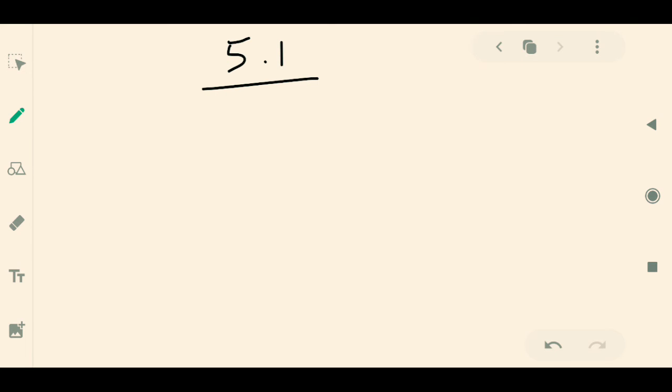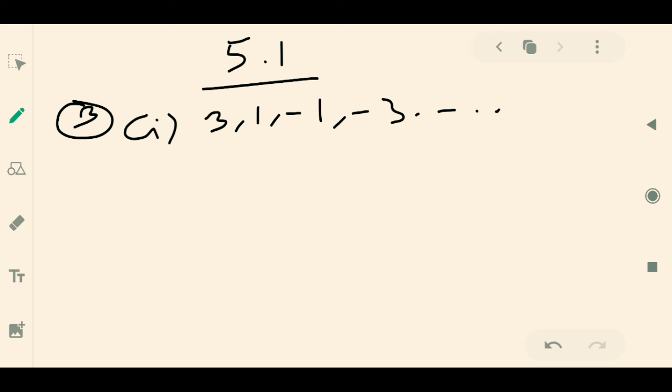Exercise 5.1 question number 3 we are going to do now. So what is given in the question, you can see: for the following APs, write the first term and the common difference. So I'm showing you the first one: 3, 1, minus 1, minus 3, and it goes on. It is given that these are already APs.